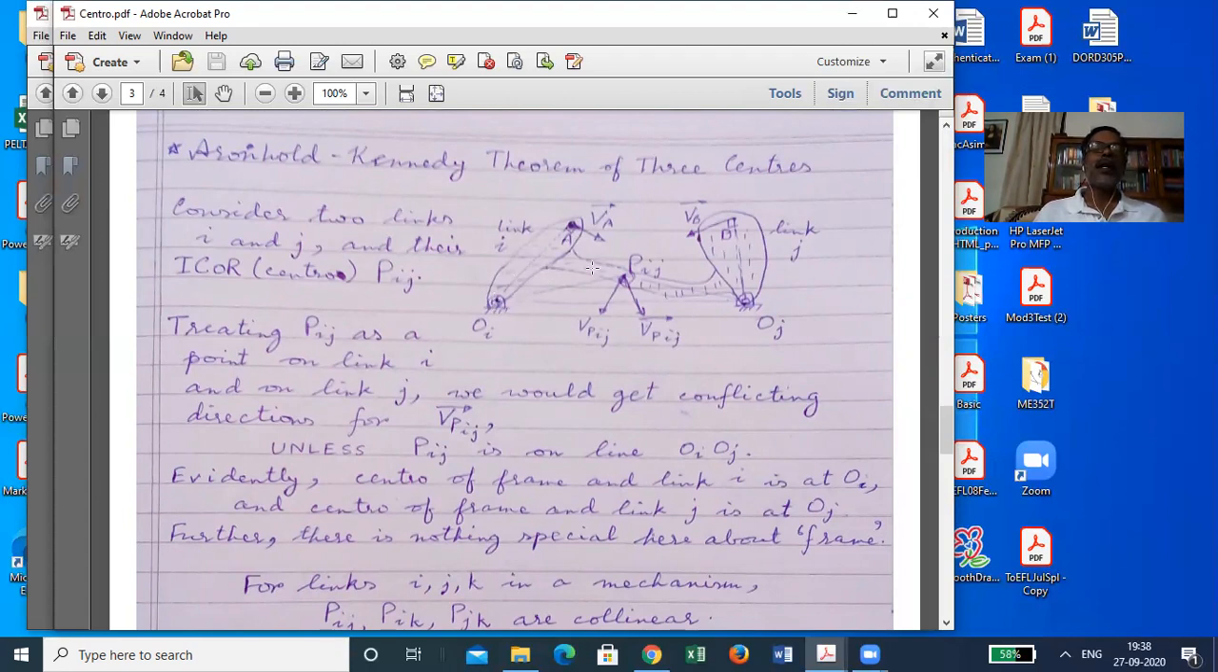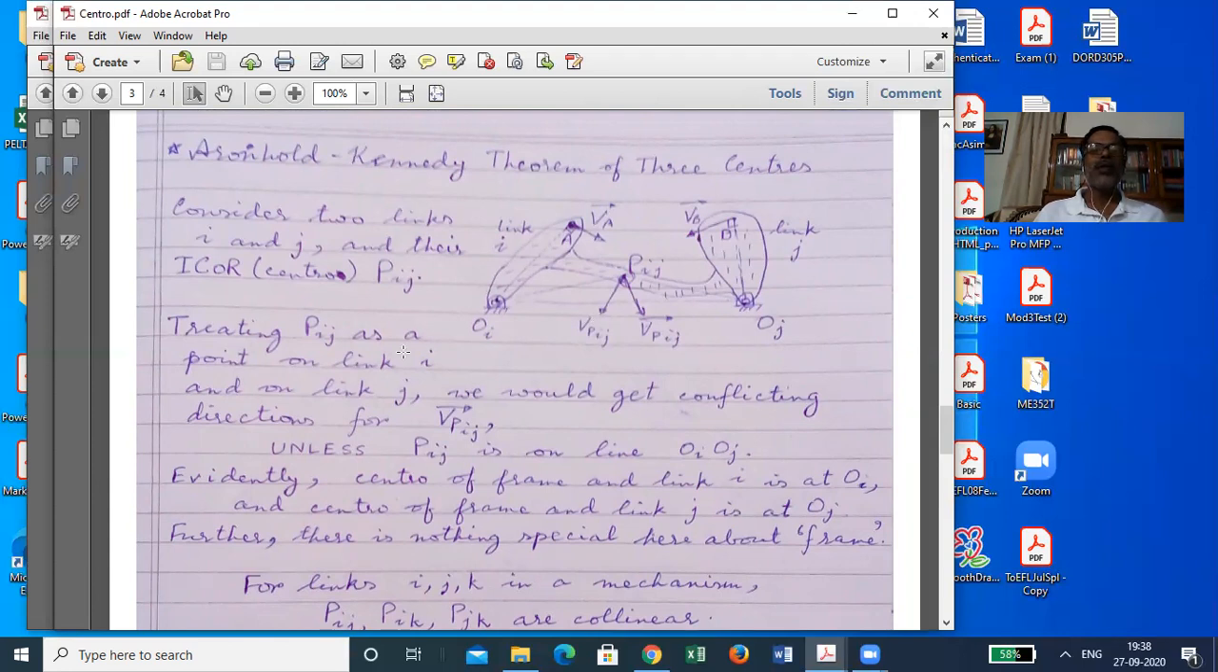And then Pij, as part of link I, will have its linear motion as omega cross this vector Pij, and that is this. On the other hand, when we consider Pij as part of this link, then its center being here, this body being in pure rotation, will have its linear velocity as omega of this link cross Oj Pij, which will be in a perpendicular direction, this.